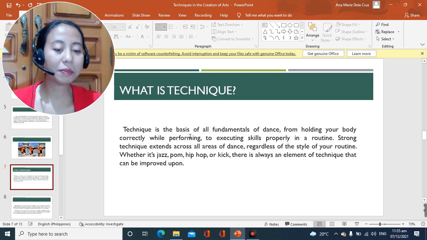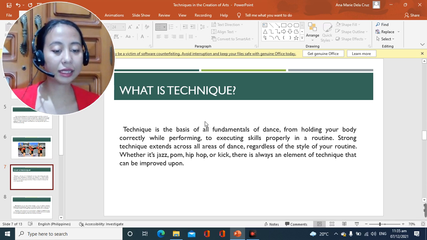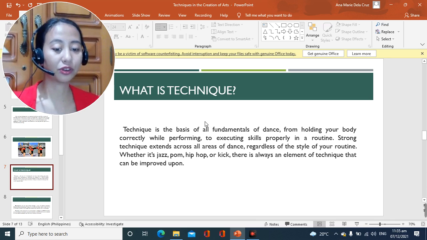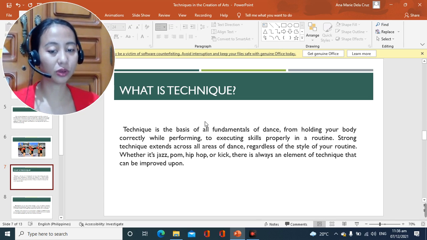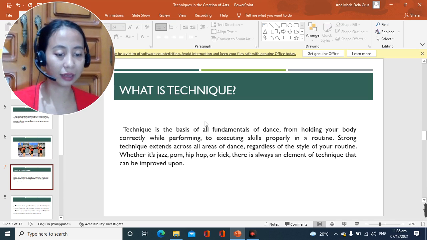Here, what do we mean by technique? When we say technique, this is the basis of all fundamentals of dance, from holding your body correctly while performing. Yan. This is also a technique. Pwedeng yung sabay-sabay, yung choreography, meron yung may mauna, may susunod, next, and yung last. Diba? There are different techniques, like in dancing.